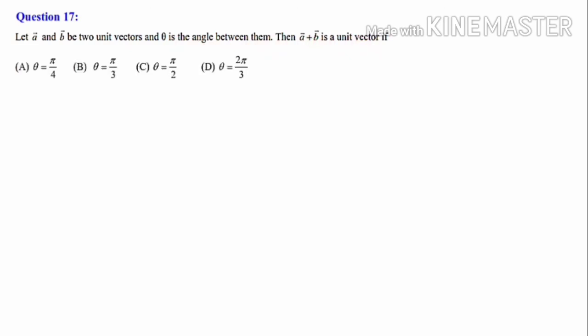Question number 17. The question is, let vector A and vector B be two unit vectors and theta is the angle between them. Then vector A plus vector B is a unit vector if first option theta is equal to pi by 4, second option theta equal to pi by 3, third one theta equal to pi by 2, and fourth one theta equal to 2 pi by 3. This question you will try as homework.